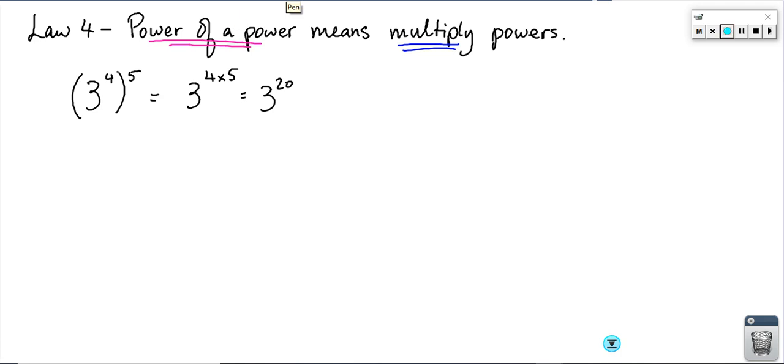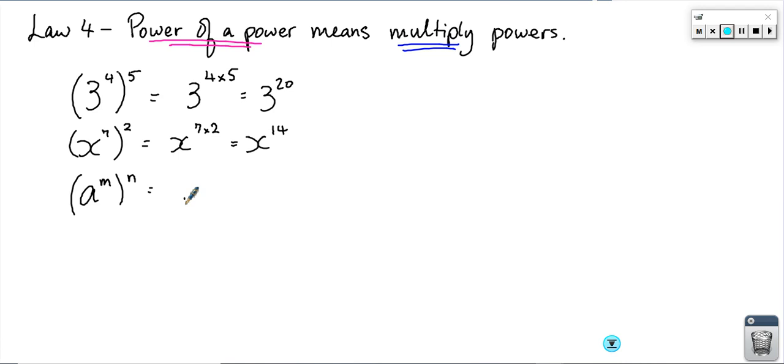So again, let's see other examples. If I have x to the power of 7 to the power of 2, this means x to the power of 7 multiplied by 2, which is x to the power of 14. If I have a to the power of m to the power of n, that means a to the power of m times n, and that is the result.